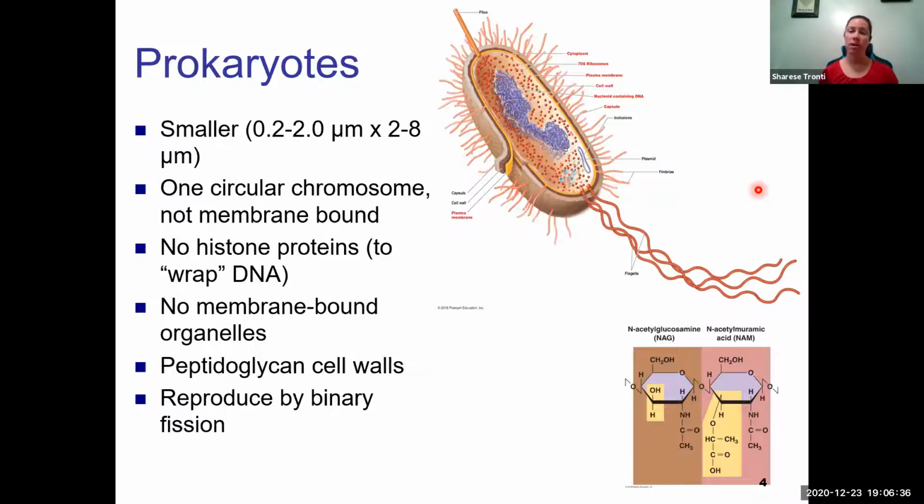There's no membrane-bound organelles. So if you look over here, you don't see any organelles, right? You don't see mitochondria, etc. You just see the ribosomes. That's all these little red dots are, the ribosomes. You see your DNA here, all inside the cytoplasm. Prokaryotes have cell walls, and those cell walls are made of peptidoglycan. And they reproduce through binary fission.